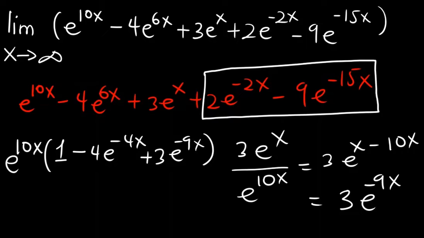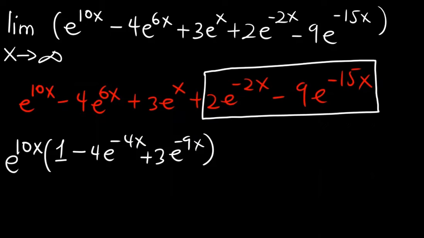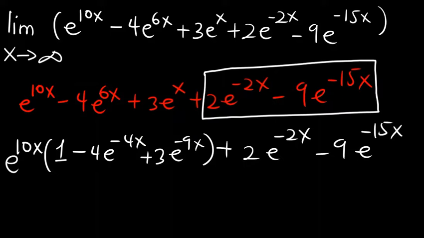Let me clean up this space. Now you're going to have that plus 2 times e to the power minus 2x minus 9 times e to the power minus 15x. You see that we only focused on the part that was giving us problems. Now that you have this new expression, let's try the direct substitution again.